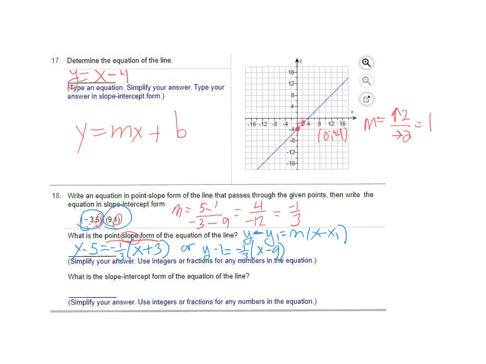It then asks us what's the slope-intercept form. So we're going to take one of these point-slope forms, it doesn't matter which one. I'm just going to pick one and write it down over here. And I'm going to do those 2 steps to solve it for y. Distributive property.